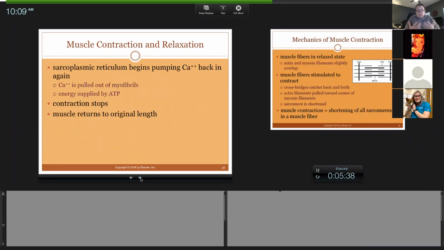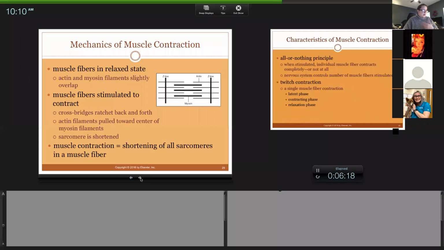Now, when the muscle is done contracting, the sarcoplasmic reticulum will move calcium out. Calcium will be pulled out of that myofibril. The muscle contraction stops, and it relaxes to its original length. So remember, I said a muscle is a defined length. When it contracts, it shortens its length, and when it relaxes, it goes back to its original length. Those are all those little myofibrils that are contracting together. And that's how the muscle moves. That's how it moves the bone. So again, it's important to be able to identify the steps of a muscle contraction.